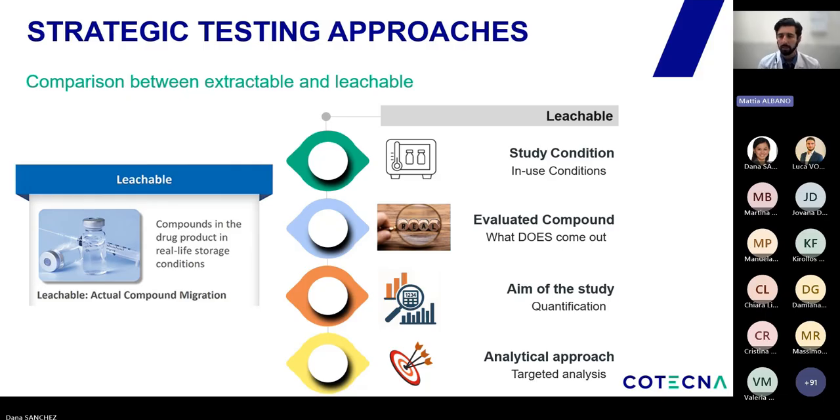This is because the study of leachables starts from the data obtained from extractables, and the focus is on the molecules that were above the limit found in the extractables. The analytical approach in this case is a targeted approach, so specific molecules are searched. And anyway, it's also possible to perform a leachable study as a non-targeted study, in order to verify the absence of compounds in the drug product that the extractable study couldn't detect.